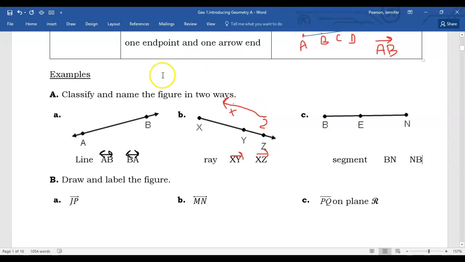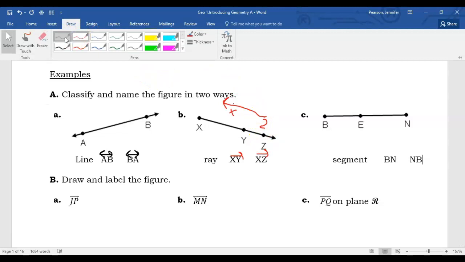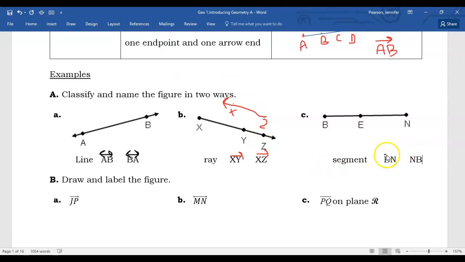And then last on that one would be the symbol. So because it is a segment, I'm just going to add a little line on top telling me that it's segment BN or segment NB.